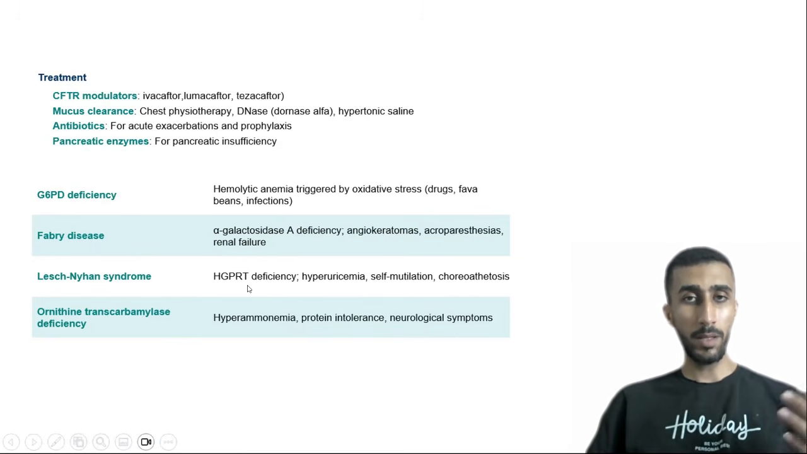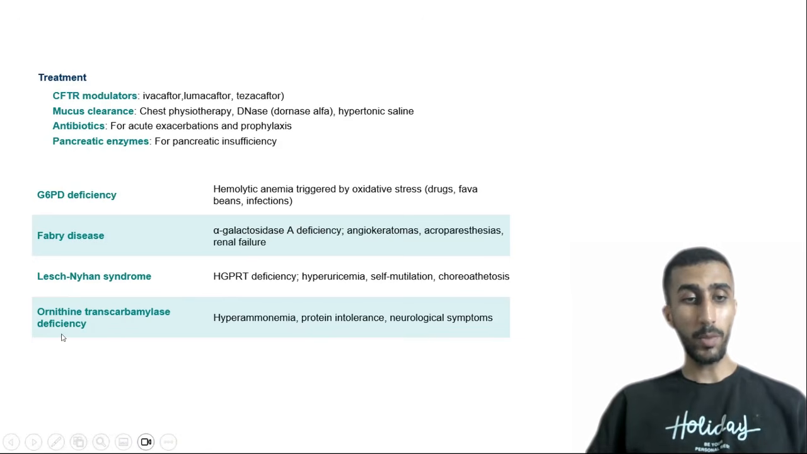This is Lesch-Nyhan syndrome. This is the enzyme deficiency HGPRT, hypoxanthine-guanine phosphoribosyltransferase deficiency. These people have hyperuricemia, self-mutilation, and choreoathetosis. So it's very high yield to know the self-mutilation.